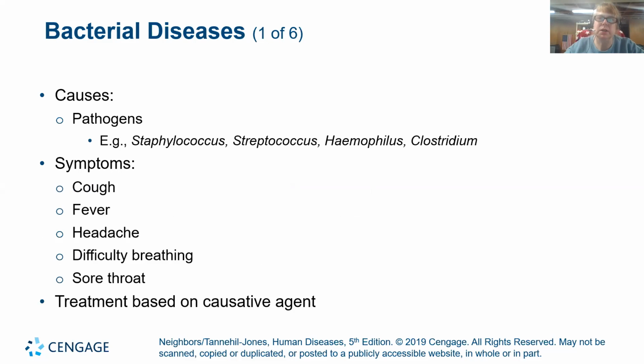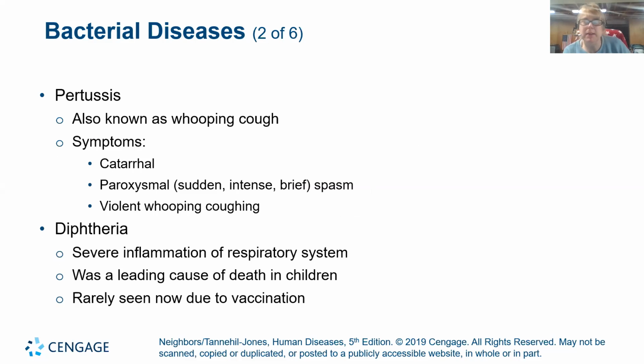Now we're going to switch to the bacterial diseases. These are usually caused in kids by one of a few types of bacteria: staph, strep, Haemophilus, or Clostridium. Most of the bacterial diseases present just like the viruses, with the cough, the fever, difficulty breathing, the sore throat. And the treatment, again, is based on the causative agent, which one of those bacteria is giving it to us. So pertussis is the first one.